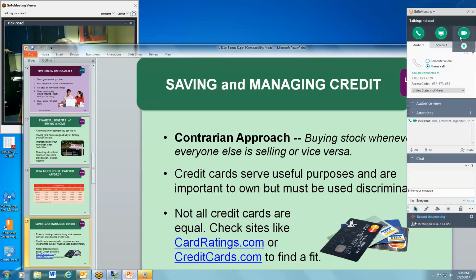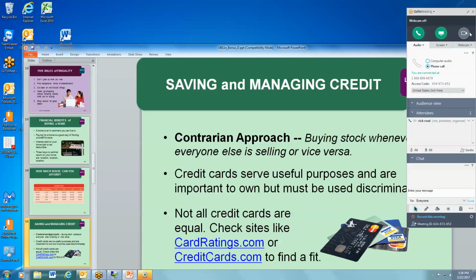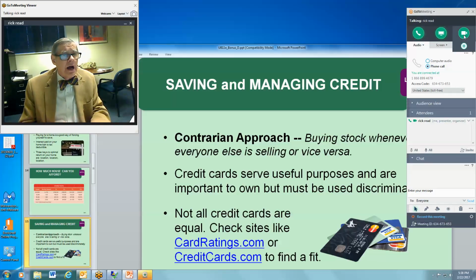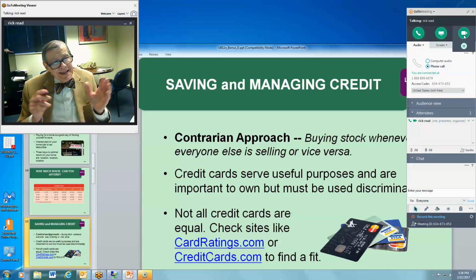Managing and saving on credit. This talks about the contrarian approach, and here it talks about stock. Buy stock when everybody else is selling, and vice versa. That's not always easy to know, but sometimes you can.